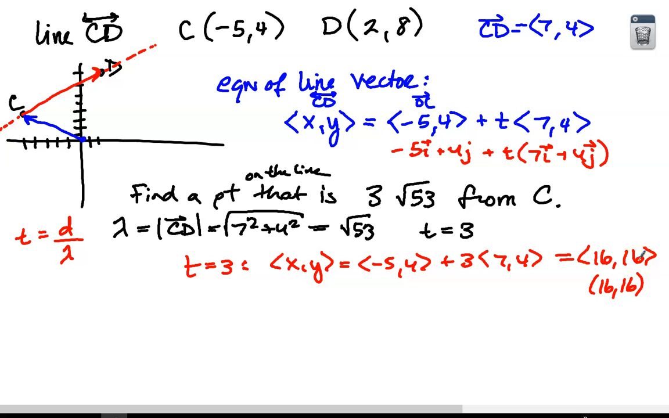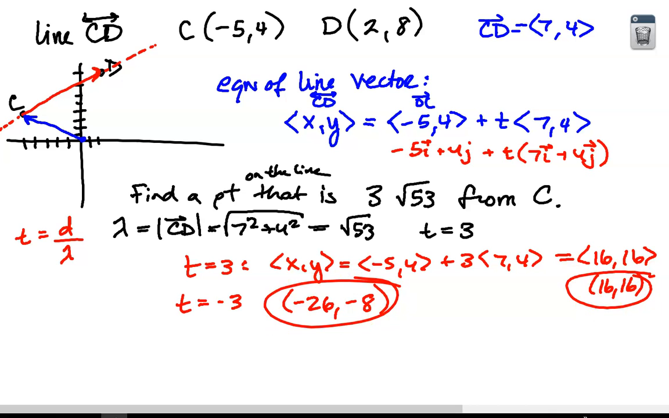Okay, there's actually another point that's 3 root 53 from C. I could go this way or that way. So I could also let t be -3. So if I do that, then I have -5 minus 21. So I would get to -26, and then 4 minus 12, which would be -8. So there are my two options. Two things actually work there.